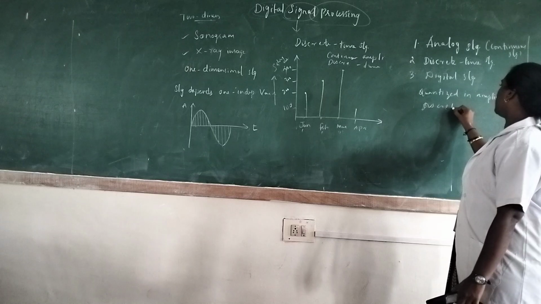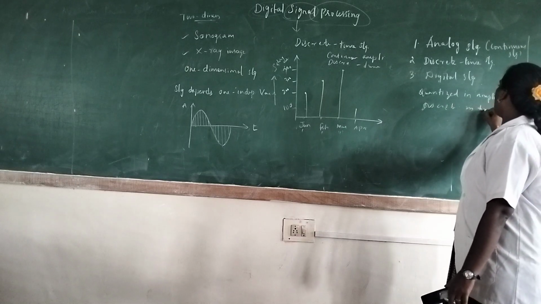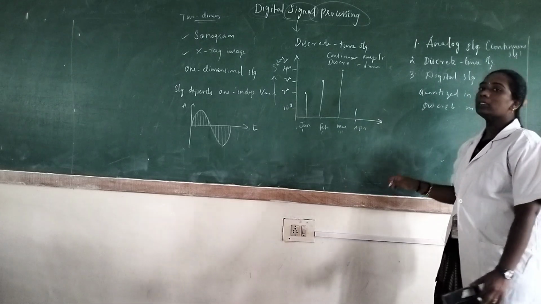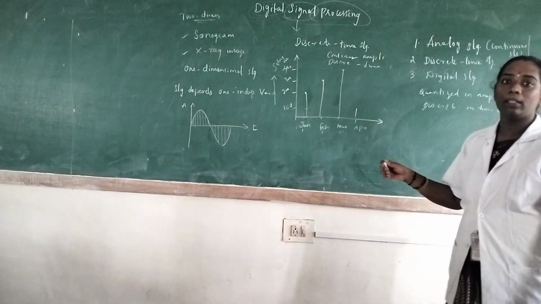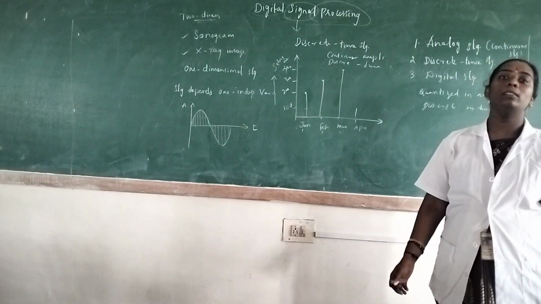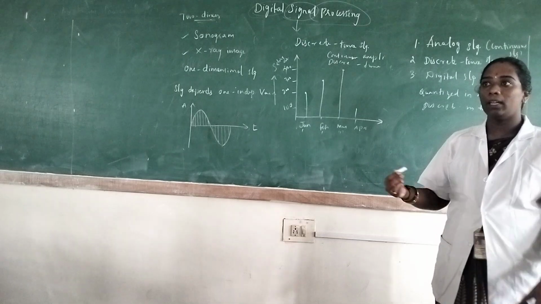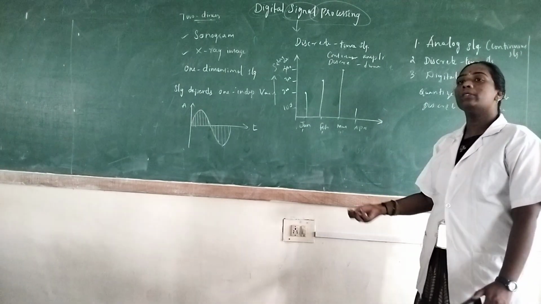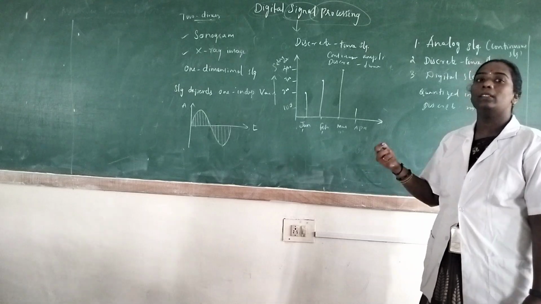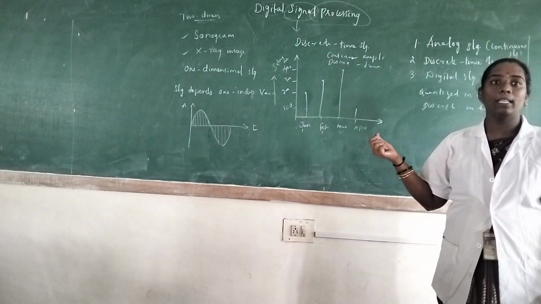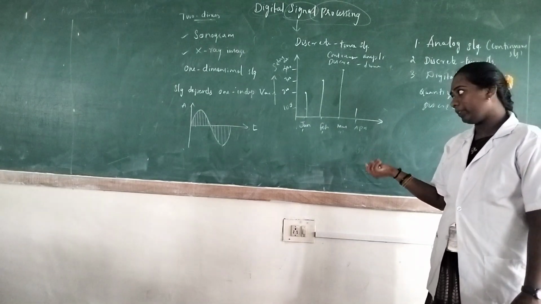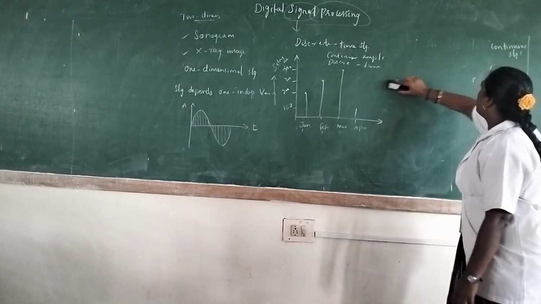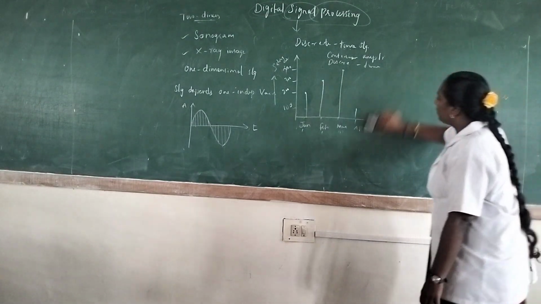And discretized time period. Okay, so these are the three different types of signal: continuous time signal, discrete time signal and digital signal. Here we are going to completely analyze the discrete time signal. Okay, so next, we'll go on to the representation.